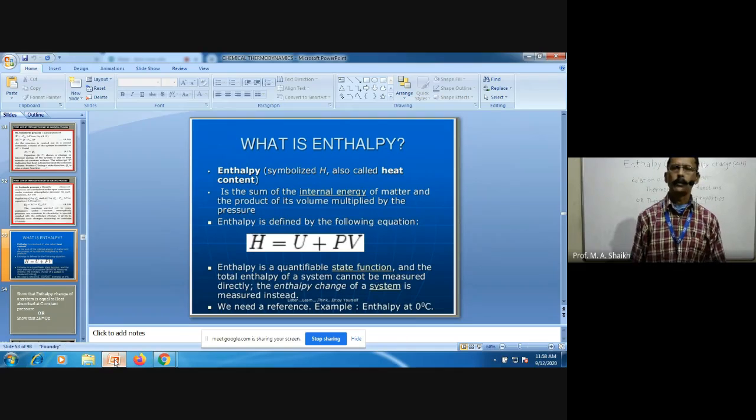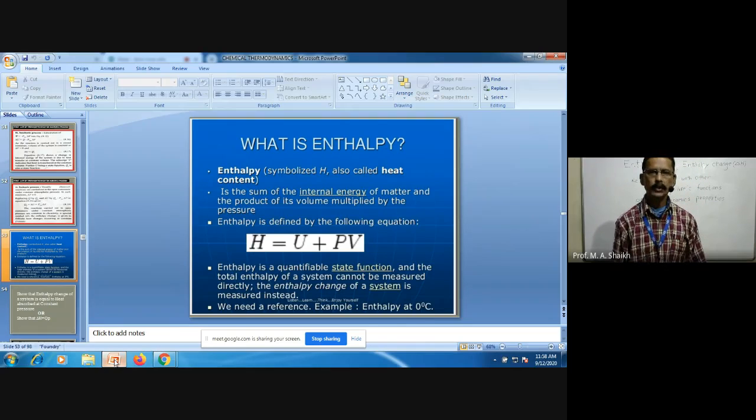And if you have to define enthalpy mathematically, then what equation will you write? H is equal to U plus PV. H is enthalpy. Here, U is internal energy of the system, P is pressure of the system, and V is volume of the system. When you have to define enthalpy mathematically, H is equal to U plus PV.